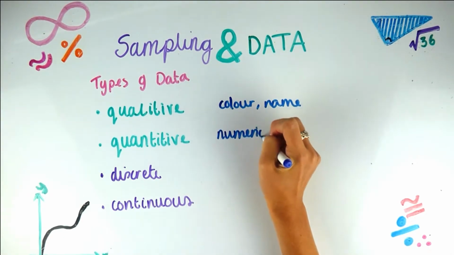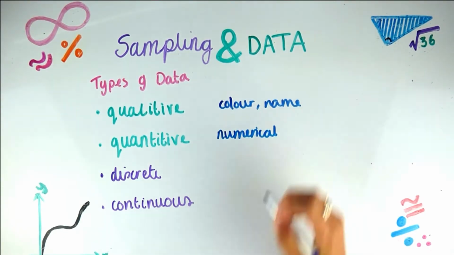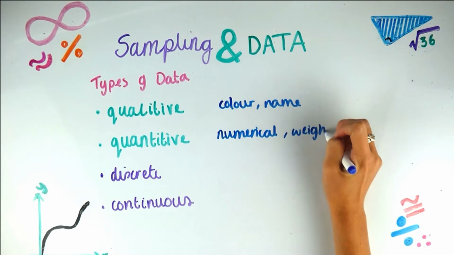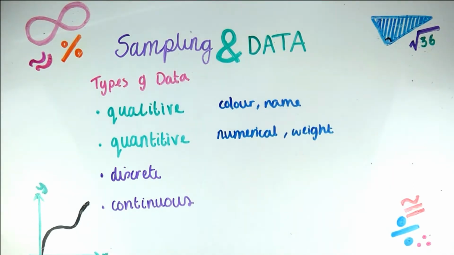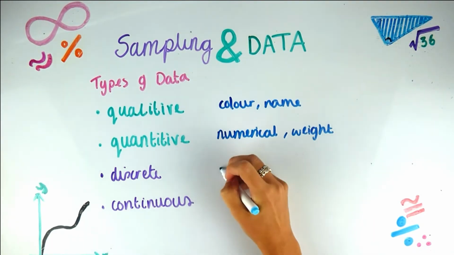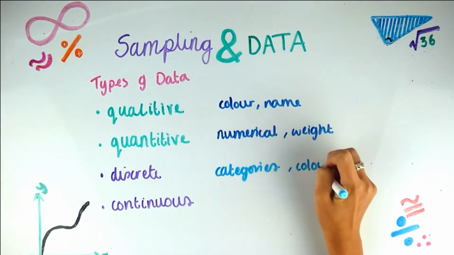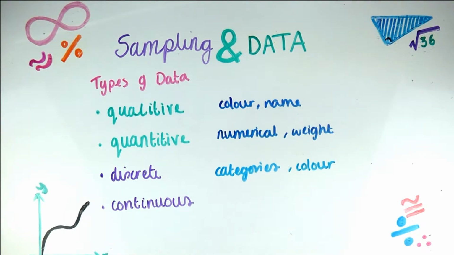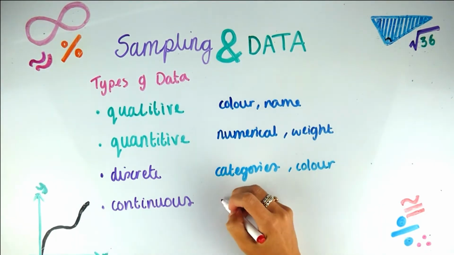Quantitative, on the other hand, is numerical data. So something that would be given a numerical value. You could have weight, like height, something like that. Something that would have numbers as its answer. Discrete data is data that is fitted into categories. So that might again be colour, because you're either blue, red, yellow, whatever. And then continuous is, as it says, continuous, so it can take any value in a range. So it could be like weight, again, height.